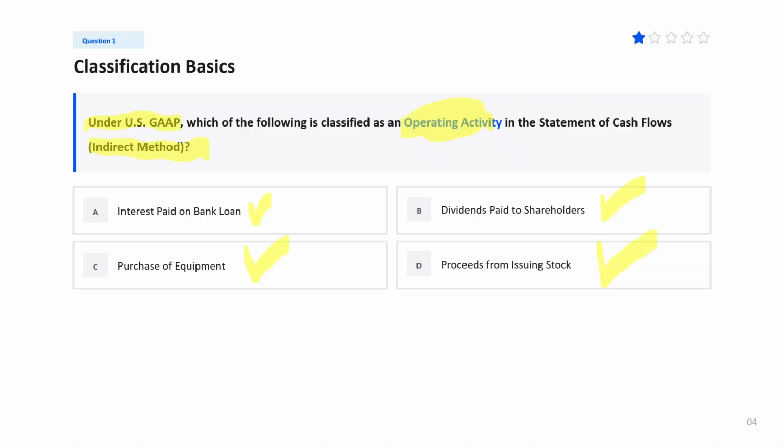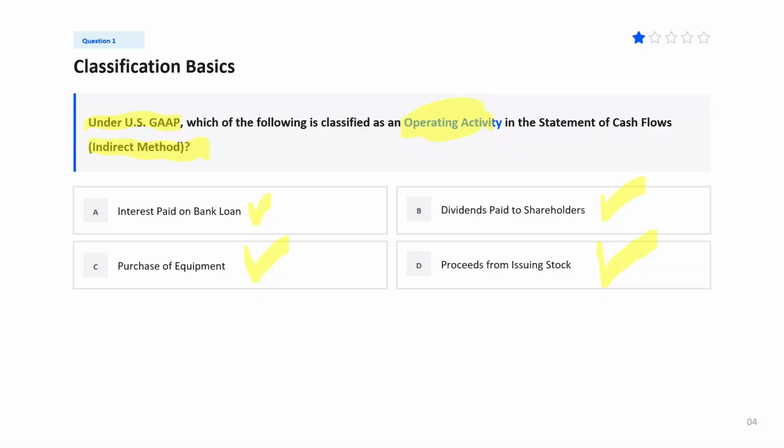And when we are thinking about operating activities, think about, is it related to the core business, which is the operating activities? Is it related to long-term assets, which is the investing? Or is it related to the capital structure, which is the financing activities?